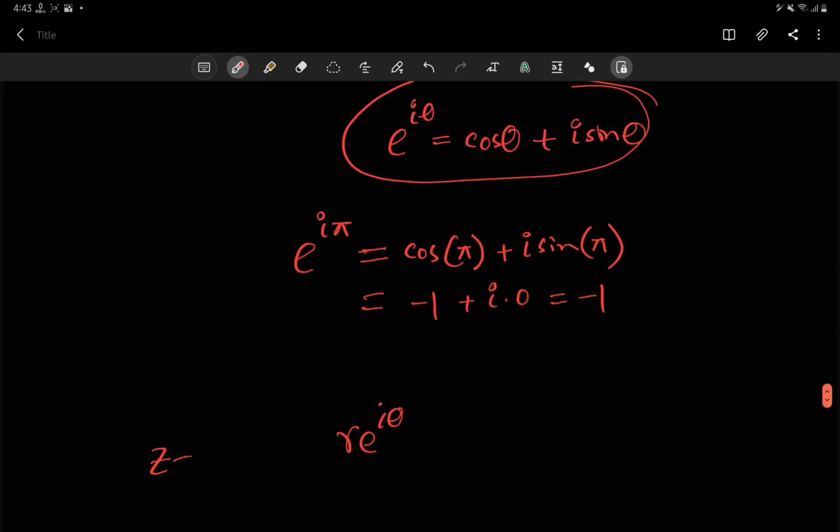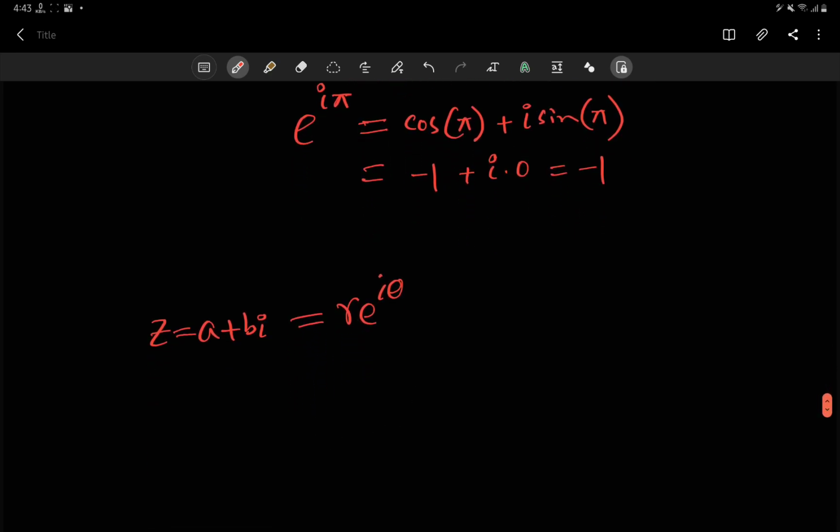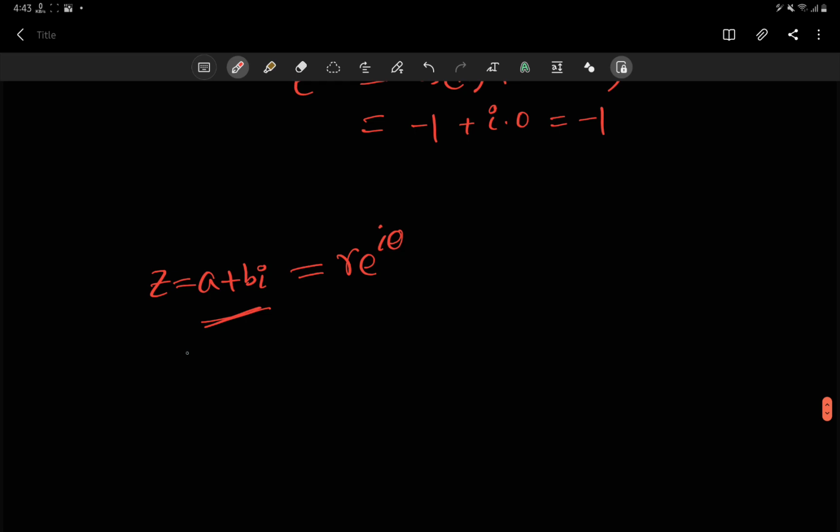So you can write z as a plus bi, or you can write it as r e to the power i theta. This is called the Cartesian format, and this is called the polar format. Okay, and this has some very useful cases. For example, multiplying and dividing one complex number with another complex number is very easy if you use polar format.